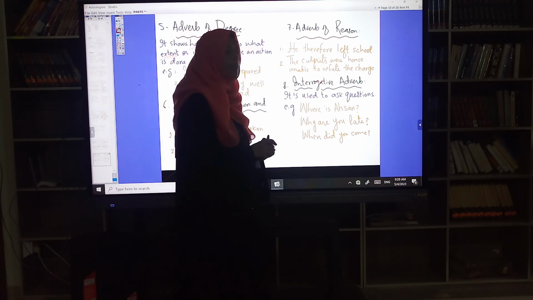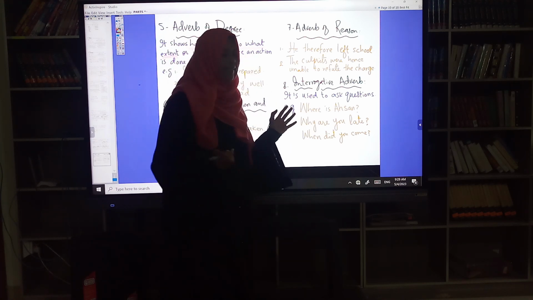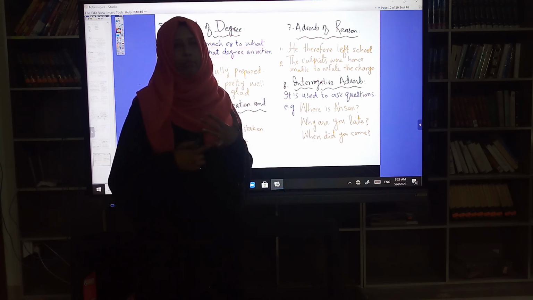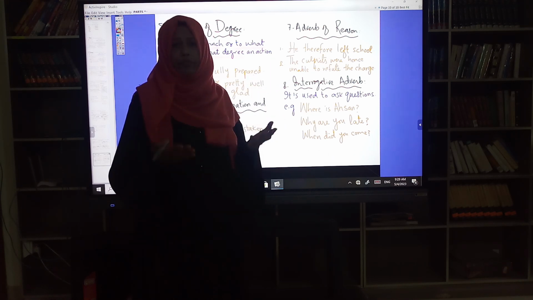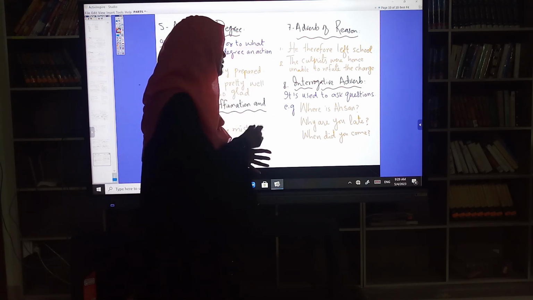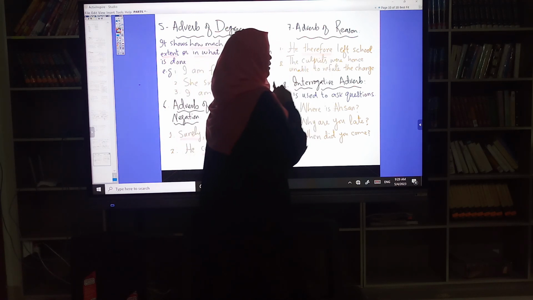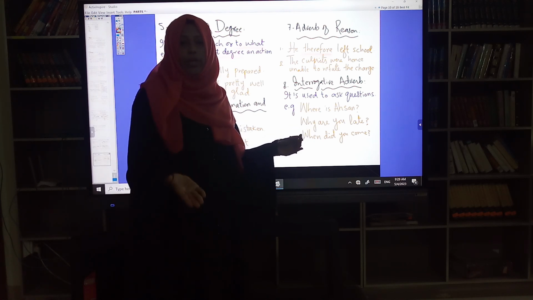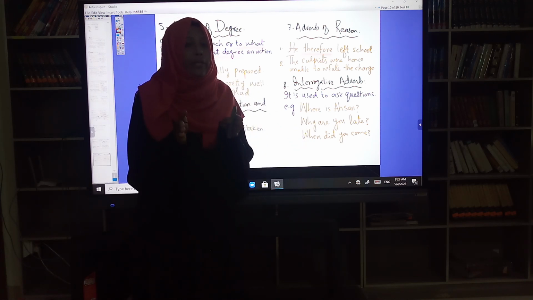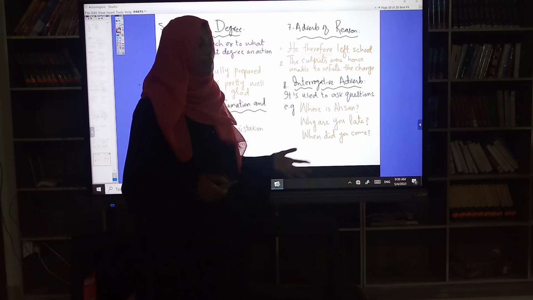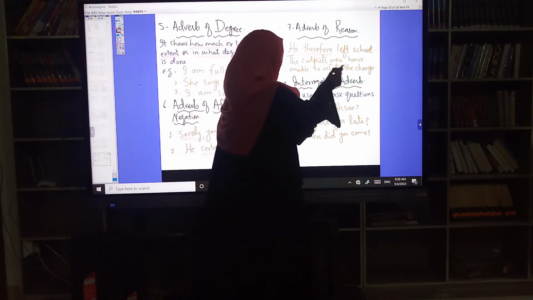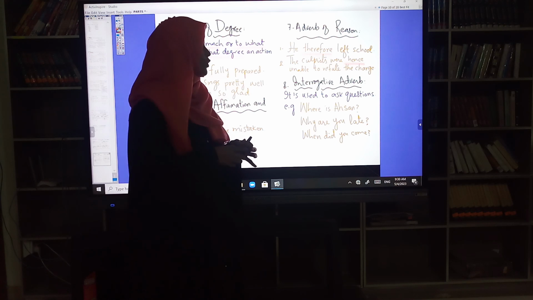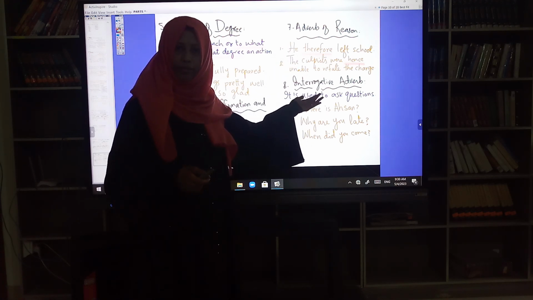Okay, next one is adverb of reason. Now, adverb of reason, as the name shows, basically gives you the reason for any action. For example, like hence, therefore, these are called adverbs of reason. The examples are, he therefore left school. Whatever the reason is, you are providing your example with the particular reason of leaving the school or any particular space. So he therefore left school. The culprits were hence unable to refute the charges. So here hence is another example of adverb of reason.